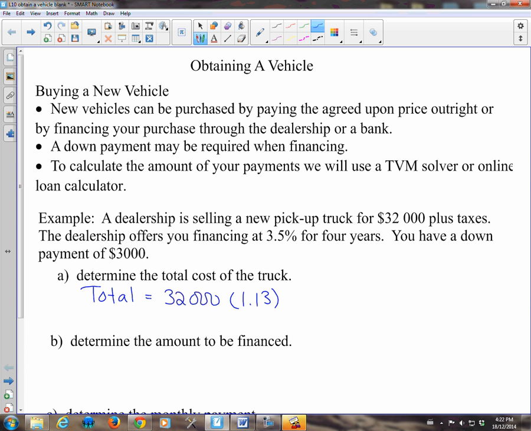So if we have 13% tax, the cost is 13% plus 100%, which makes it 113%. And when you change that to a decimal, it's 1.13. So that's where the 1.13 is coming from. So we get a grand total of $36,160. The 1.13 allows you to figure out the tax plus the cost in one step.